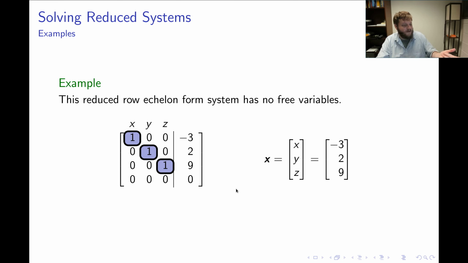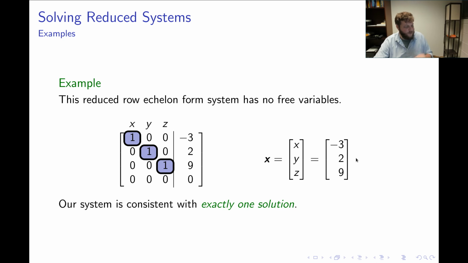And sure enough, if I just look at the 3 equations, the 3 equations are telling me what x, y, and z have to equal. The first equation is telling me x has to equal -3. The second equation is telling me y has to equal 2. And the third equation is telling me z has to equal 9. So there's only one solution to this particular system. It's the vector -3, 2, 9. So this is an example of a consistent system with exactly one solution.